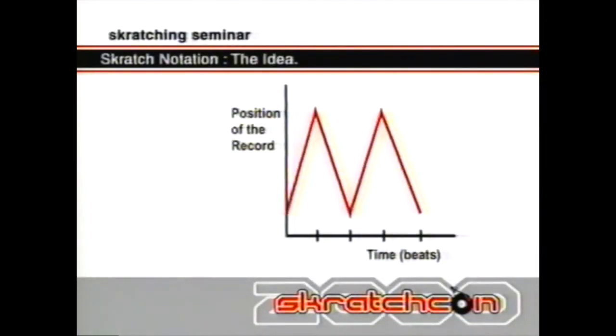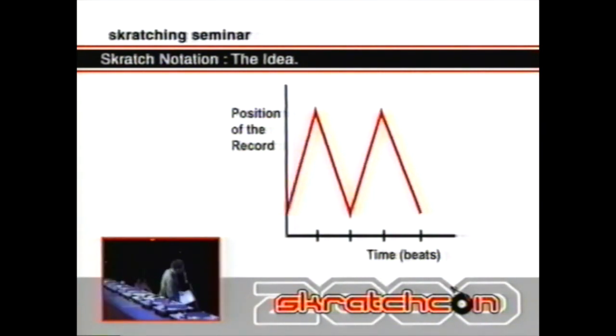So I have a few slides here. This is the first one. The main idea is to draw the scratches with the record movement as a function of time. I don't usually draw the horizontal and vertical axes like I did on top there. This is just to explain the principle. Basically the horizontal axis is time, and I divide it into beats and then into bars, and the vertical one is the position of the record. What I drew on top here is simply a baby scratch.